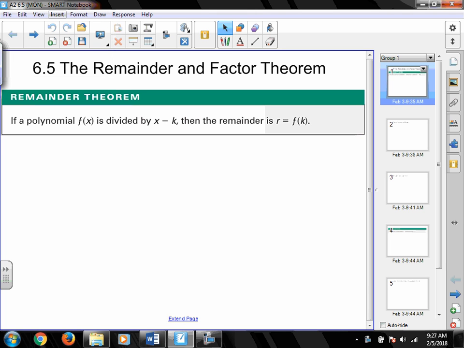Today, we're going to start talking about, well, we're not going to start. We are still going to talk about section 6.5. The remainder and factor theorem, really what we're doing is still long division. Okay?